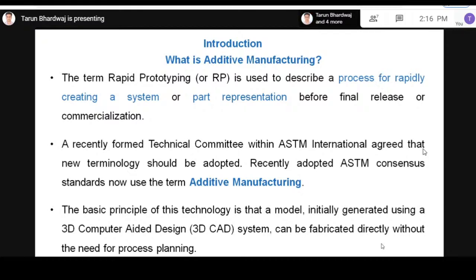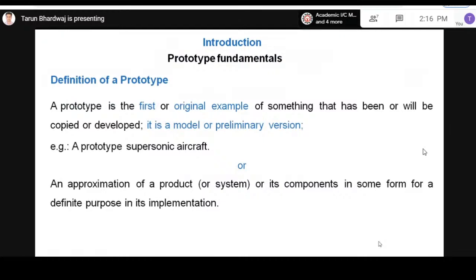And if we talk about prototype fundamentals, then a prototype is basically a first or original example of something that has been or will be copied or developed. As we know, a prototype is a model or a preliminary version. Suppose we have to make a prototype of a supersonic craft, so we can directly manufacture it by the additive manufacturing process.